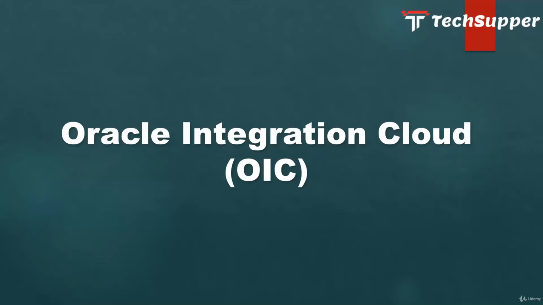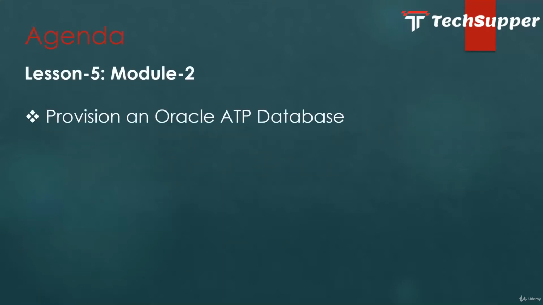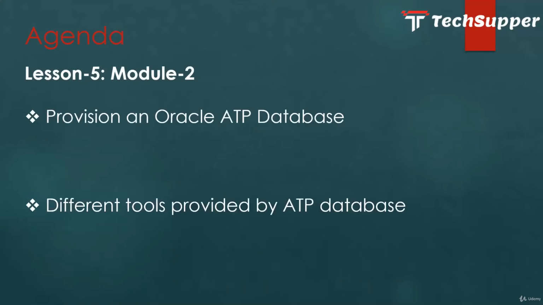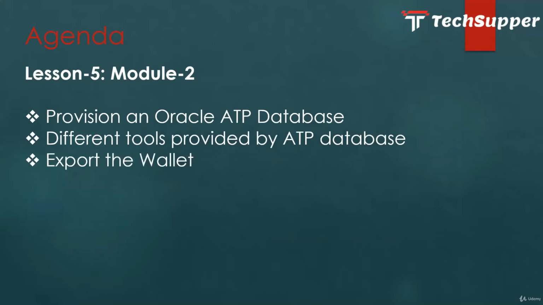And in this video, which is part of lesson 5, we are going to cover how to provision an Oracle ATP database, the different tools provided by the ATP database, and how to export a wallet, which is required to create a connection. Then we will create an ATP connection with the help of the ATP adapter in Integration Cloud. So let's get started and try to provision an Oracle ATP database.